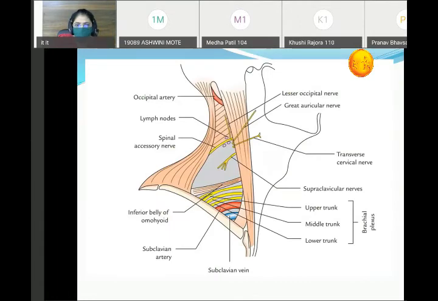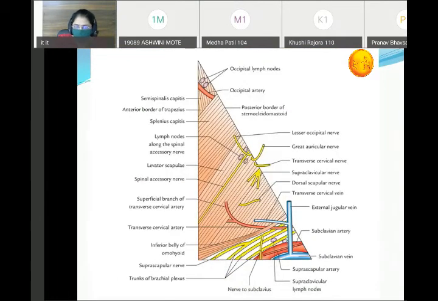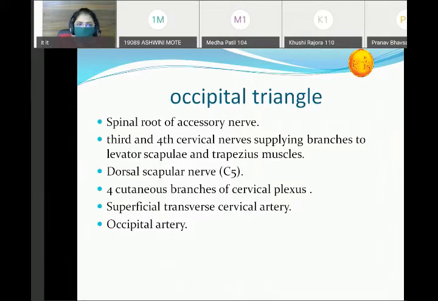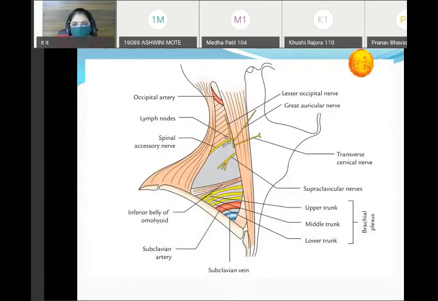So we'll see this triangle. First we'll see the occipital triangle. So what are the boundaries of the occipital triangle? You know, this is the occipital triangle.